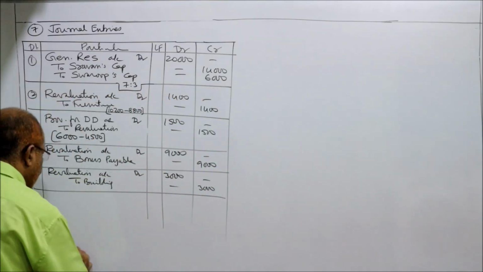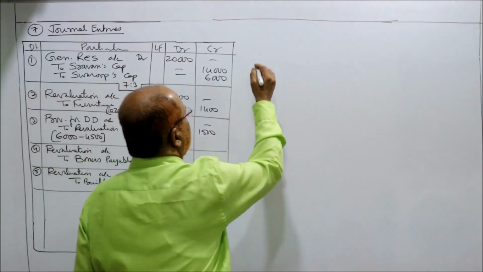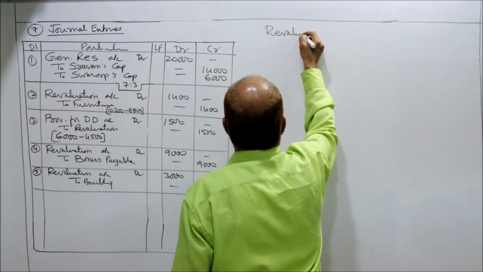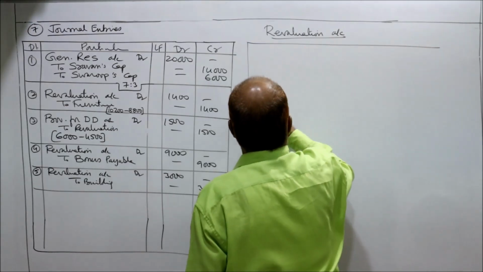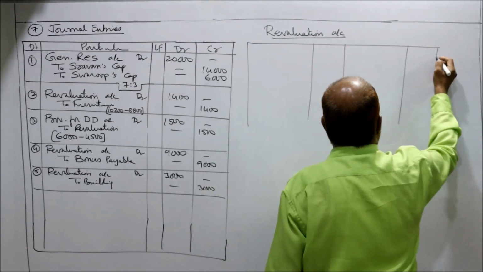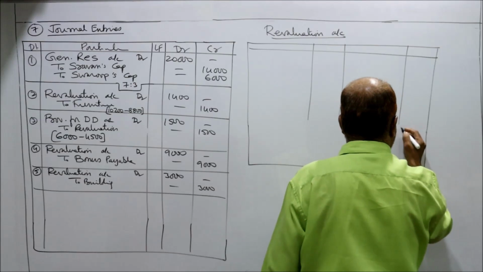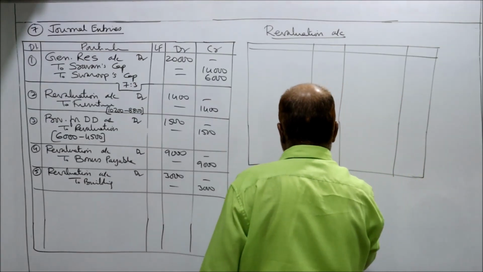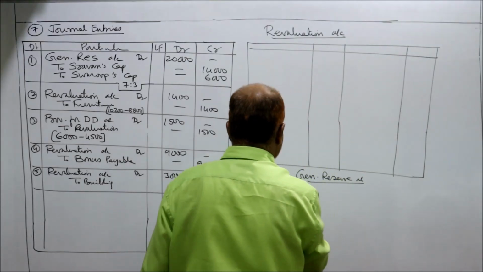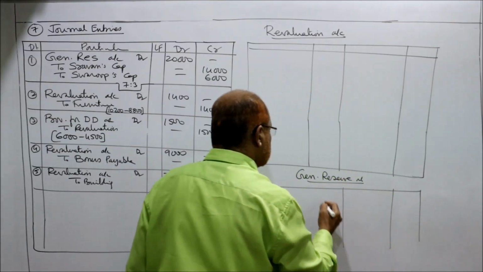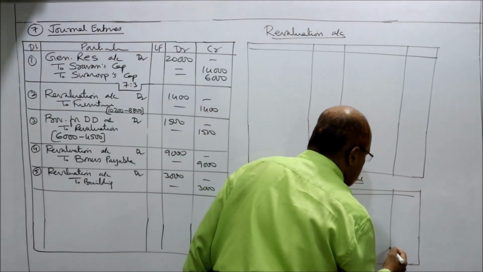One more entry has to come. So leaving one more entry's gap, I am going to prepare two accounts: a revaluation account, and it is also asking you to make one more account, a general reserve account. It is asking you to make two accounts.